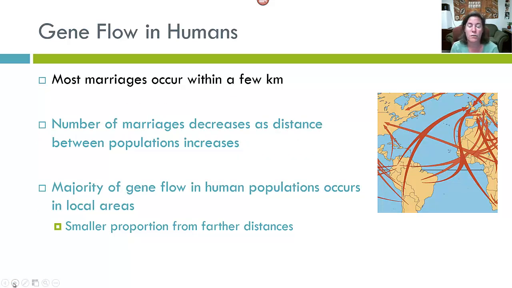Most marriages actually occur within just a few kilometers, and the number of marriages is known to decrease as distance between populations increases. So the farther apart you are, the less likely you are to choose a mate from that distance. The closer you are, the more likely you are to choose a mate from close by. The majority of gene flow in human populations occurs in local areas. A smaller proportion of gene flow occurs farther away.